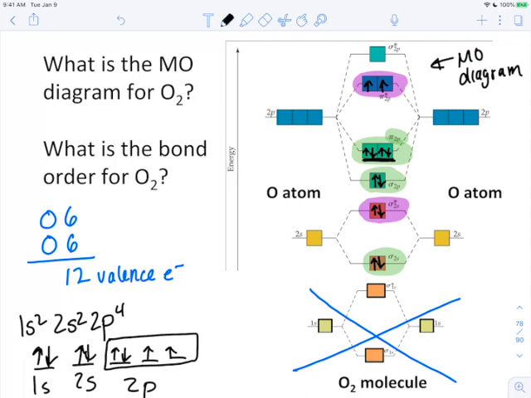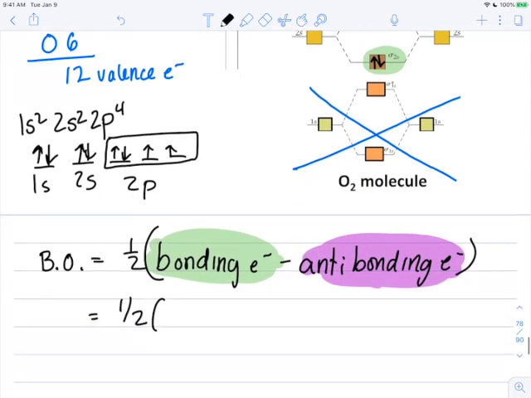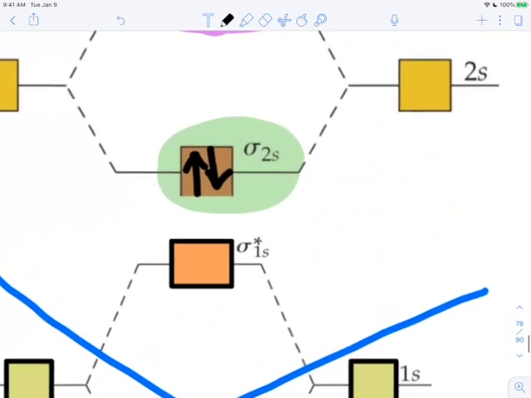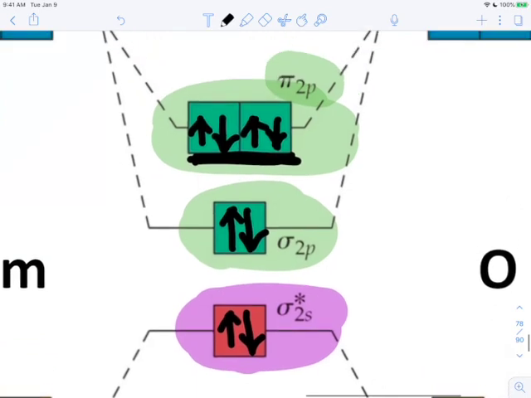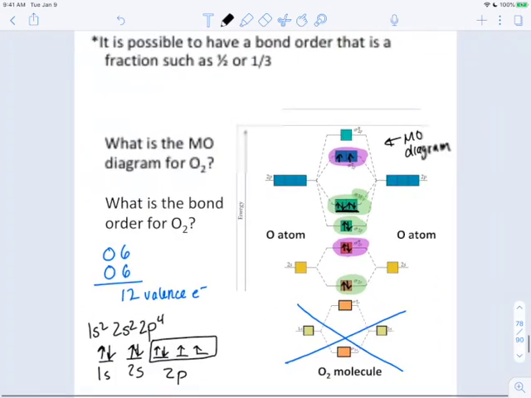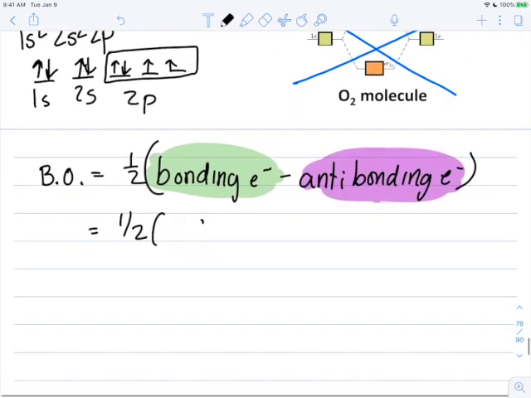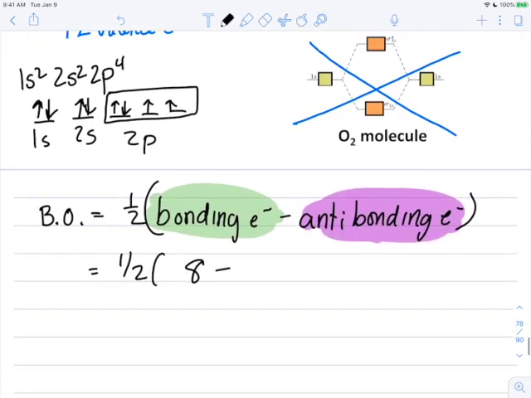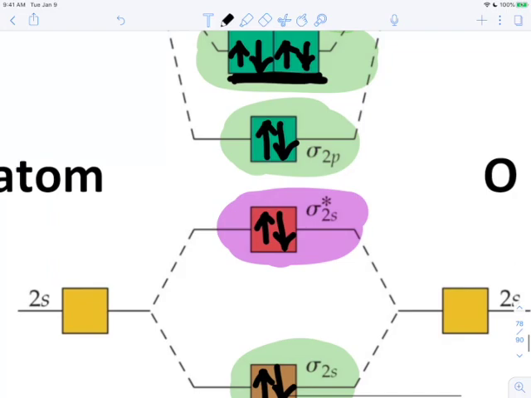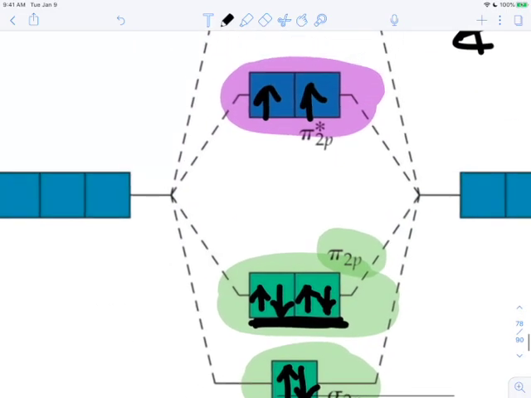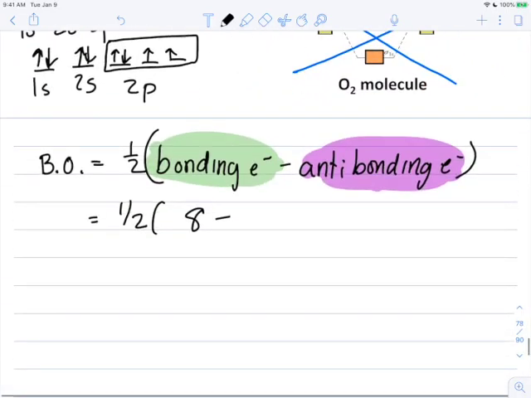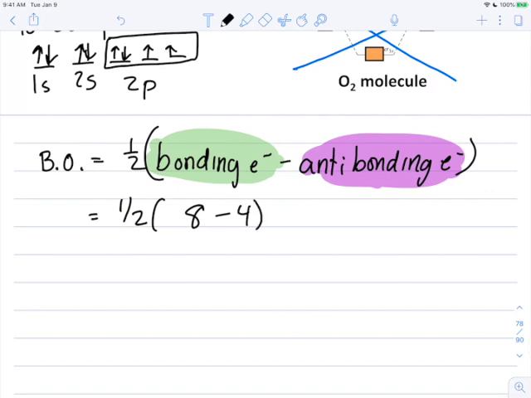All right, so let's go ahead and work this one out together. First, bonding electrons. Let me zoom in. I see 2, 3, 4, 5, 6, 7, 8, so it looks like we had 8 bonding. And anti-bonding, it looks like we had 2, 3, 4. So 8 minus 4 is 4, divided by 2 will give us 2, so our bond order is 2, which predicts a double bond.